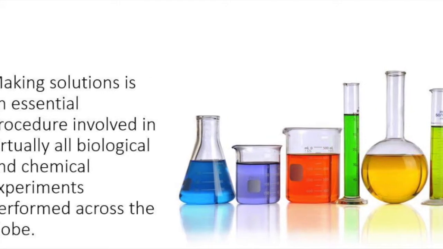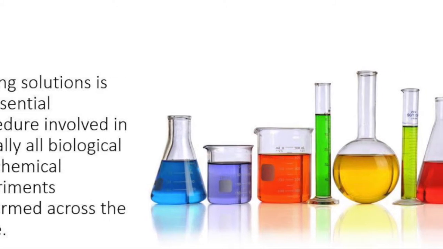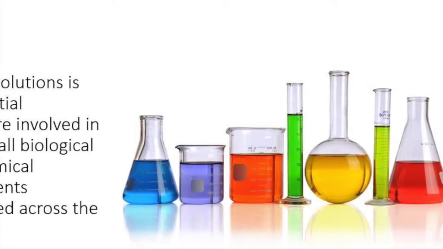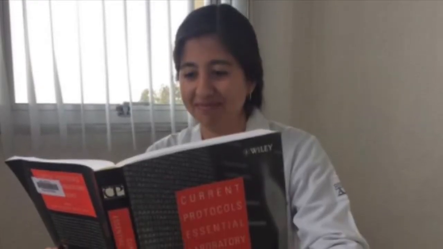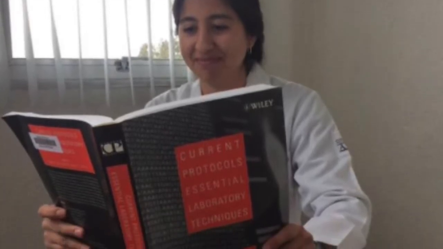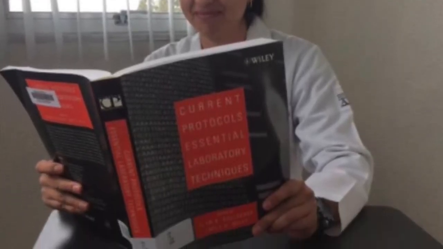Making solutions is an essential procedure involved in biological and chemical experiments performed across the globe. Here are some steps for preparing solutions. Step 1. Check preparation requirements. Refer to a laboratory reference manual for any specific instructions on preparation, and to the bottle label for any specific precautions in handling the chemical.